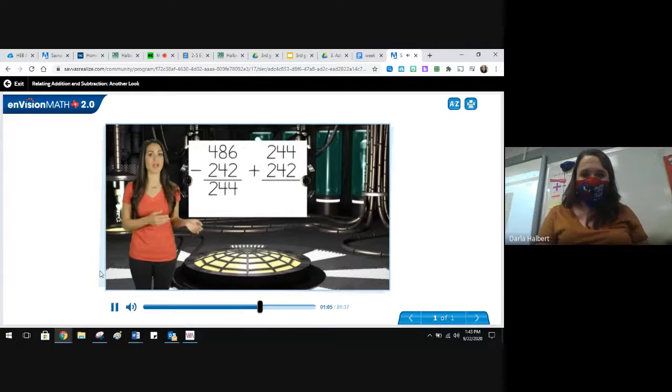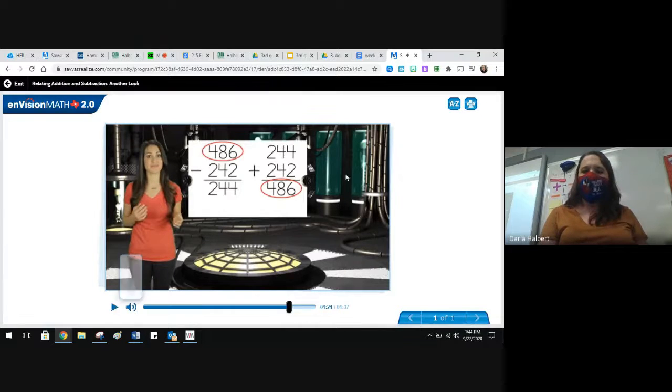244 as one addend. Use the number we subtracted, 242, as the other addend. Then we find the sum 244 plus 242. The sum, 486, matches the number we subtracted from. Okay, 4 plus 2 is 6. 4 plus 4 is 8. 2 plus 2 is 4. 486. Did we get the same number we started with? Check. We know we got it correct.